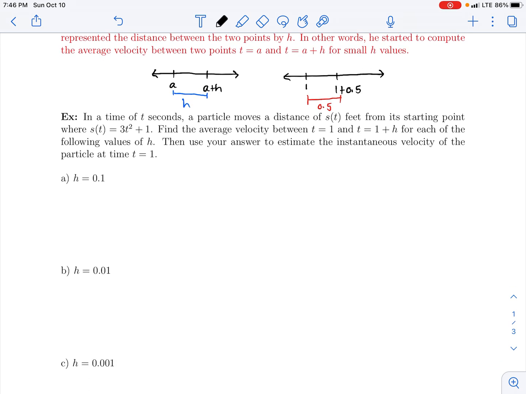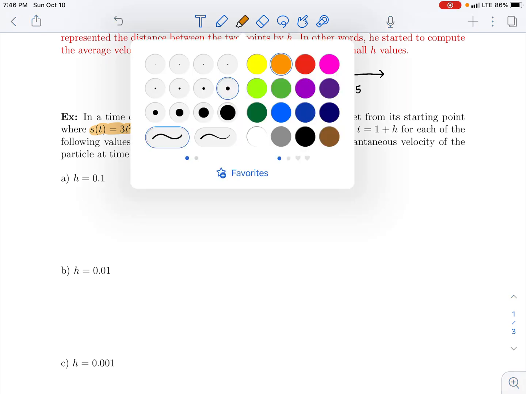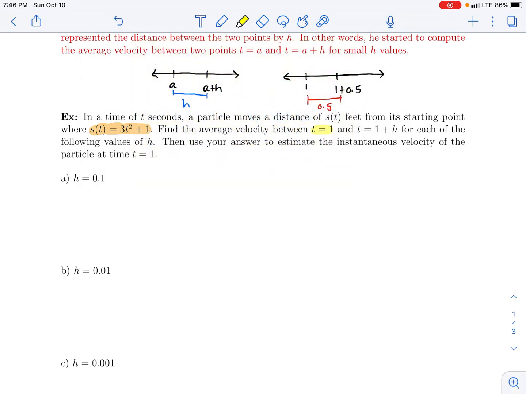In a time of t seconds, a particle moves a distance of s of t feet from its starting point, where s of t is represented by this function, 3t squared plus 1. Find the average velocity between the points t equals 1 and t equals 1 plus h for each of the following h values. I give you different h values below. Then use your answer to estimate the instantaneous velocity of the particle at t equals 1. So I'm trying to estimate the instantaneous velocity using the average velocity.